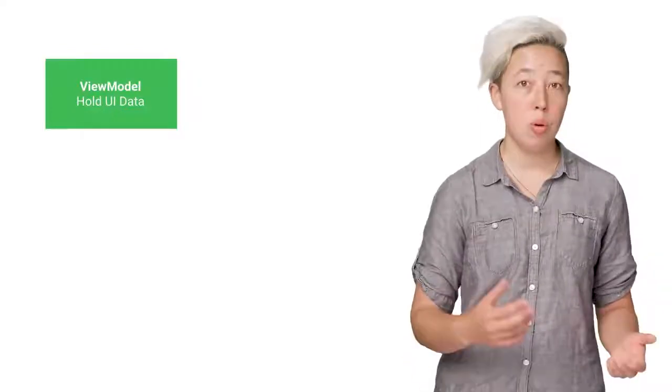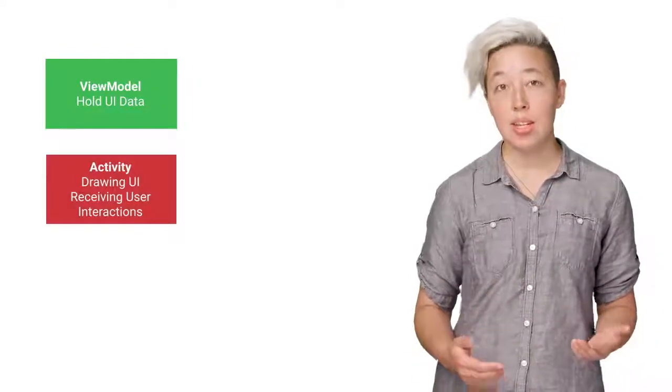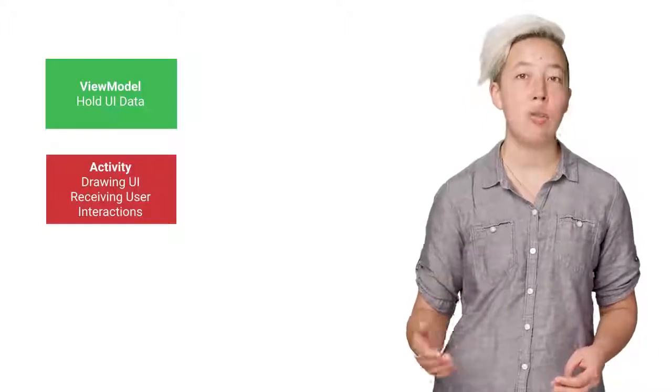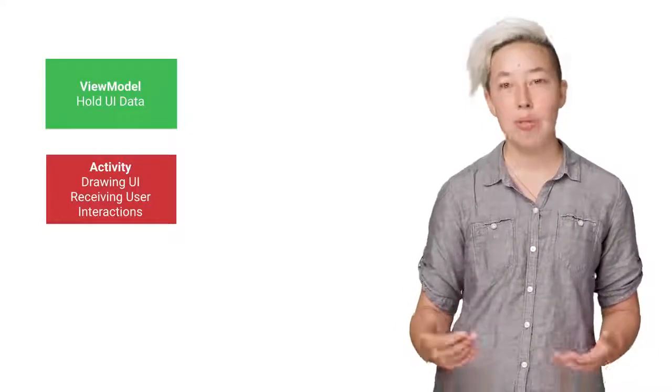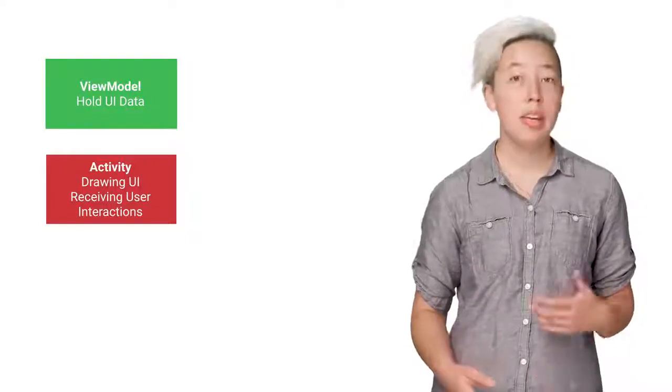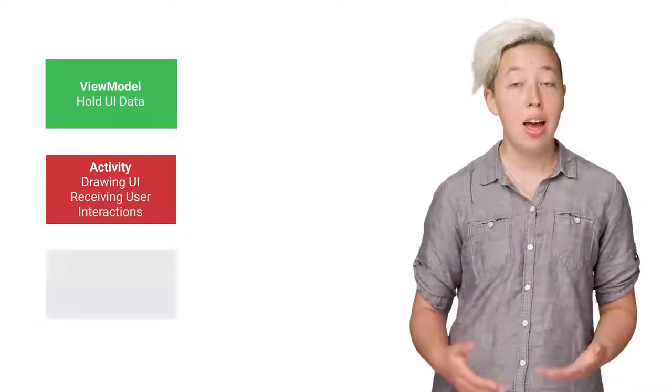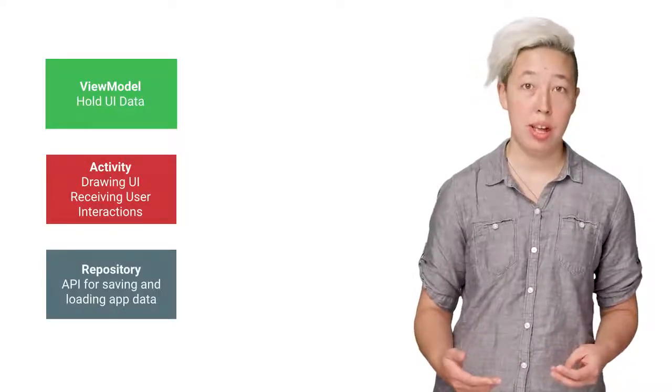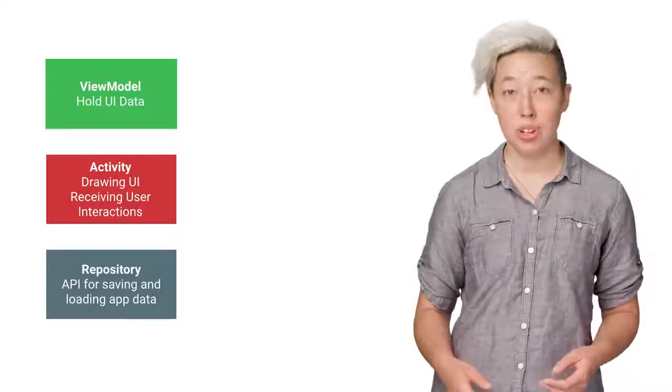ViewModels will hold all of the UI data for an activity. Then the activity is only responsible for knowing how to draw that data on the screen and for receiving user interactions, but it doesn't actually have to process them. If your app loads and stores a lot of data, I also suggest making a repository class, as described in the Guide to Android Architecture.